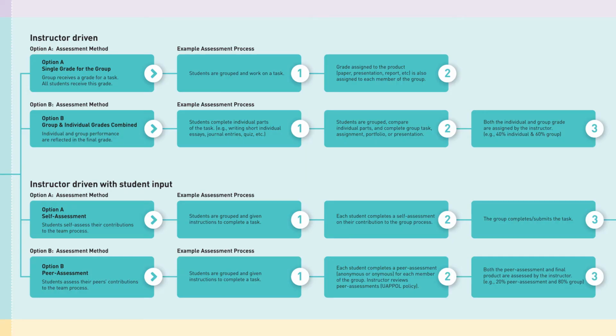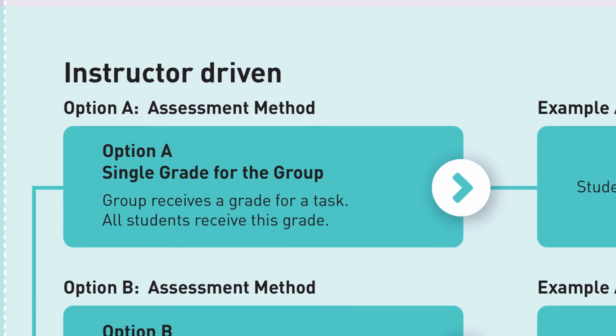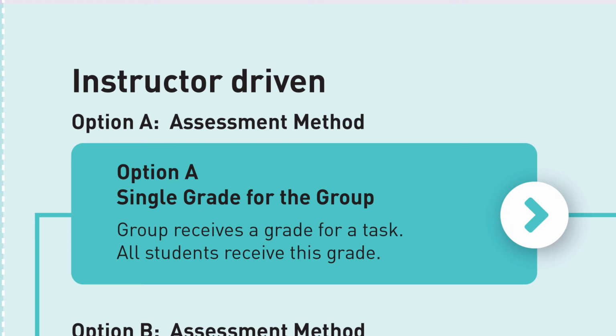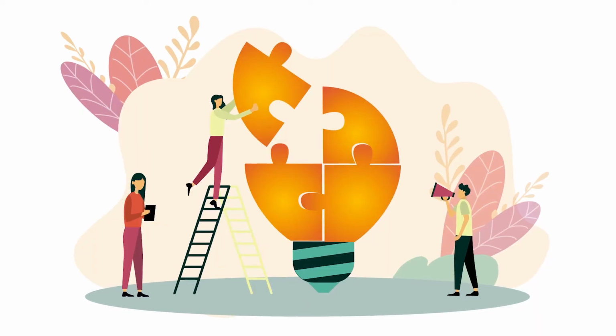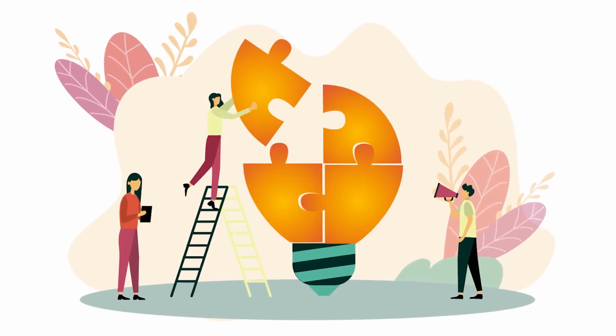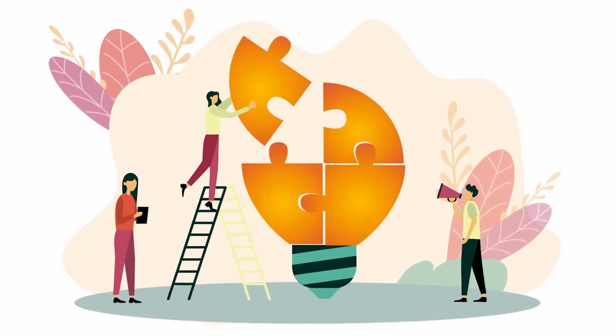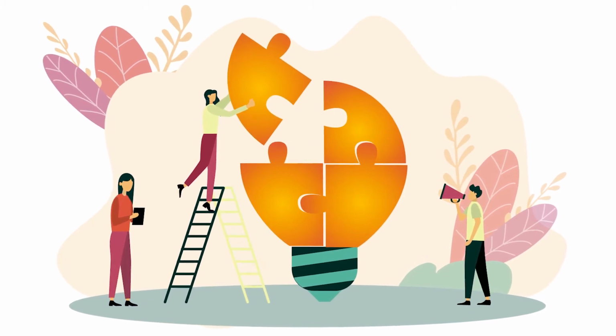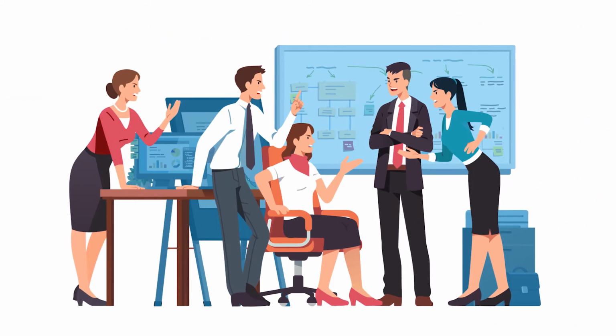After figuring out who will be involved in this summative assessment, we can then find a way to break down a student's grade in an appropriate way. Instructor-driven assessment. Assessment method, Option A: single grade for the group. The group receives a grade for a task. All students receive this grade. Instructors often undertake this approach in fields or areas of professional practice where employees will be expected to produce a product in teams irrespective of the process.